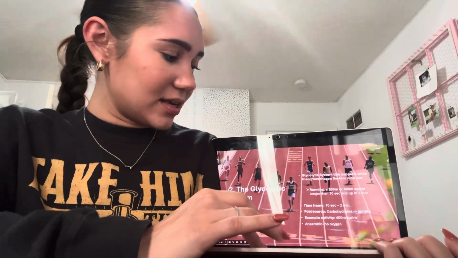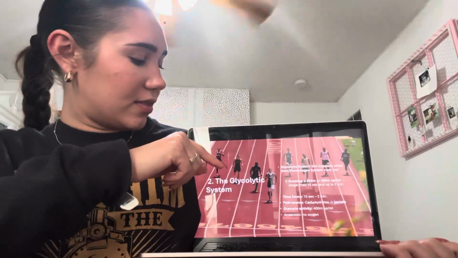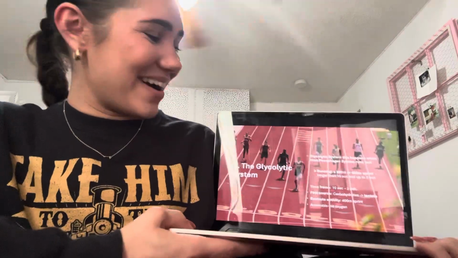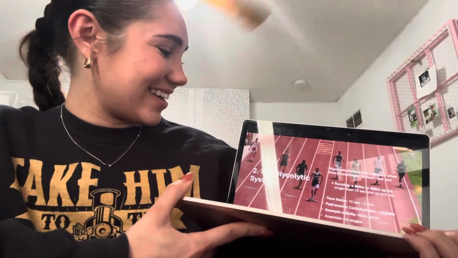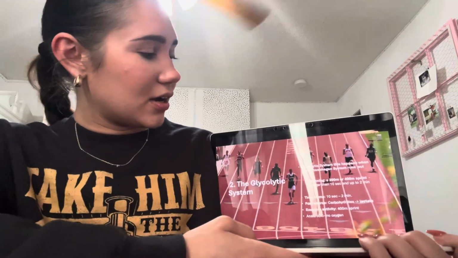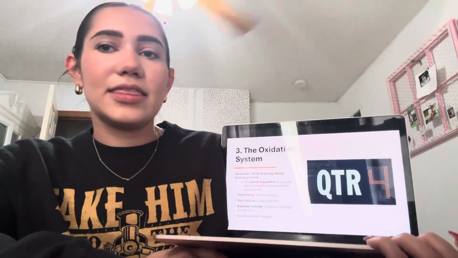And this is no oxygen. Both the phosphagen and glycolytic systems do not use oxygen. So there's that. And then next we have the oxidative system.